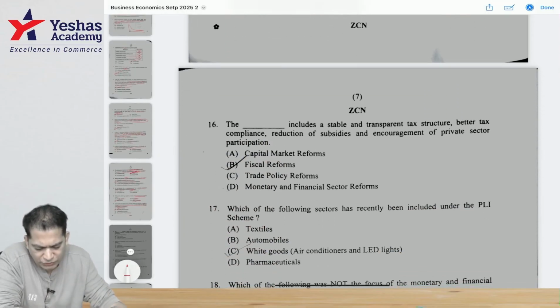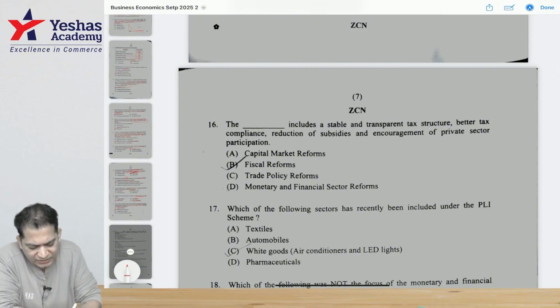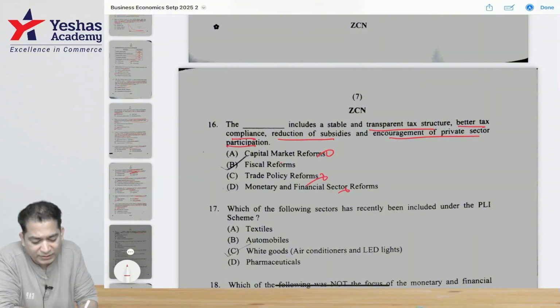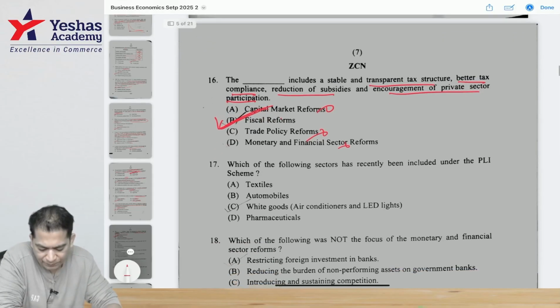The dash includes a stable and transparent tax structure, better tax compliance, reduction in subsidies, encouragement of private sector participation. So, of course, it is not capital market reforms, neither monetary and financial sector, because that is related to the interest rate. Trade policy reforms is related only to trade, not to tax. So, it will be a fiscal reform.